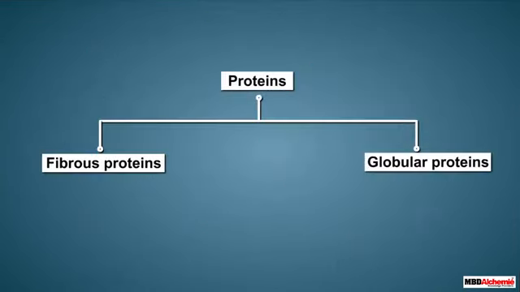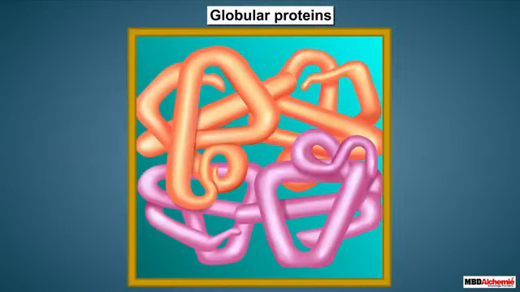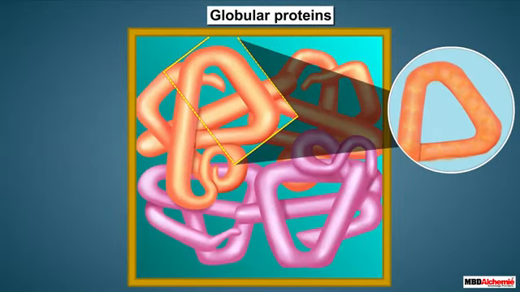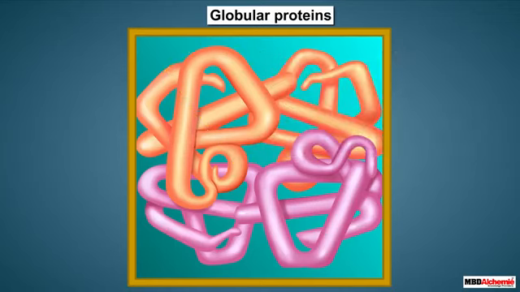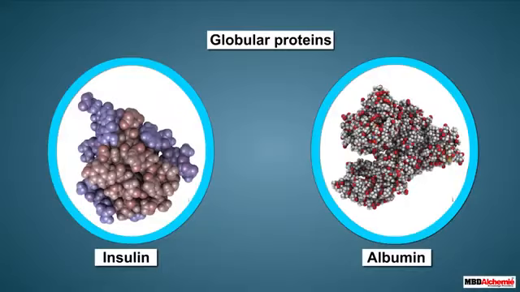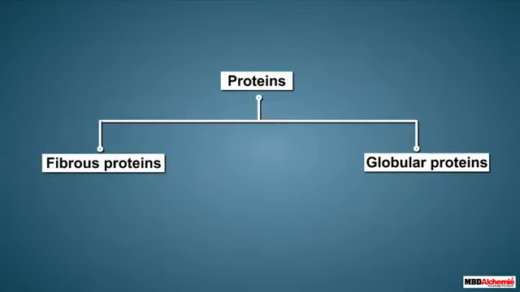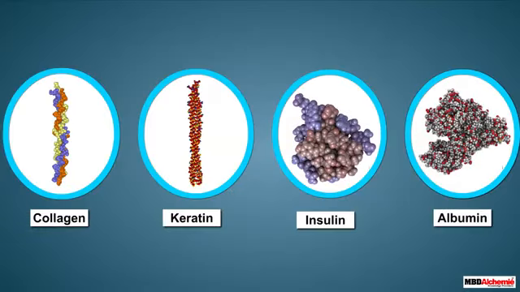On the other hand, globular proteins are formed due to the folding around of polypeptide chains. This gives a spherical shape to the globular proteins. These proteins are soluble in water. Some examples of globular proteins are insulin and albumin. As you can see, the structure of proteins is quite complex. Let us study about this complex structure of proteins in detail.